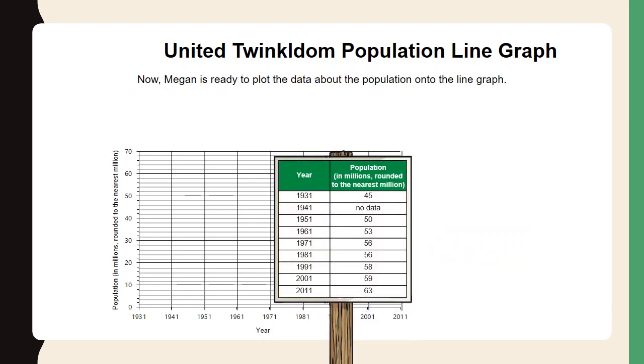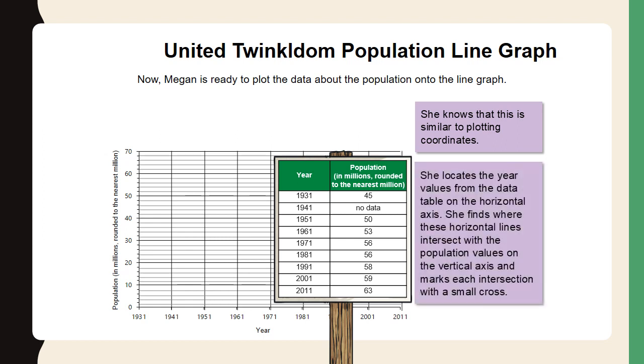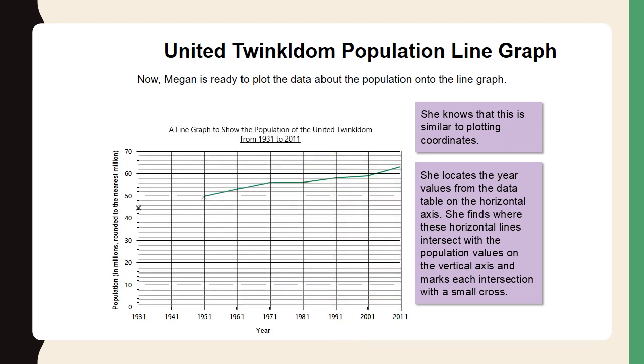Now Megan is ready to plot the data. She knows that this is similar to plotting coordinates. So she locates the year values from the data table on the x-axis. She finds where these x-axes intersect with the population values on the y-axis, and she marks each intersection with a small cross, just like we looked at yesterday, and just like this. So now she's marked all of the information on, she joins them up.